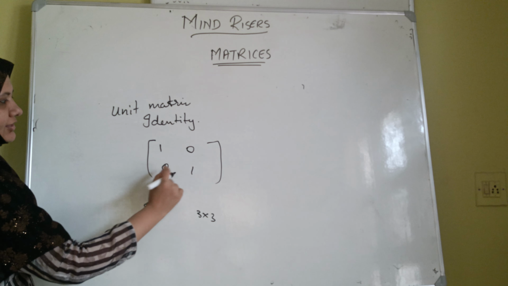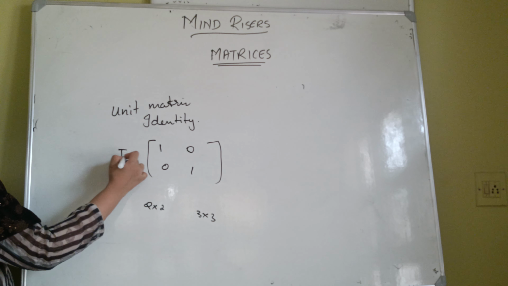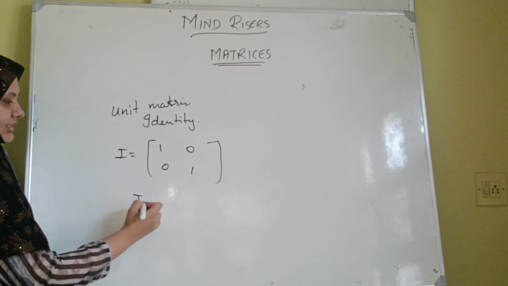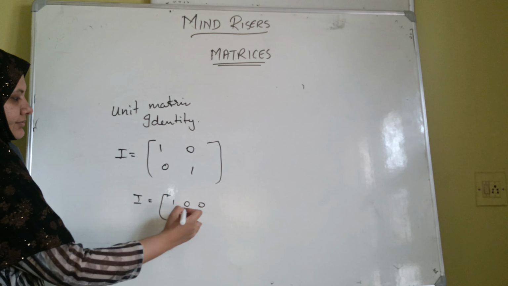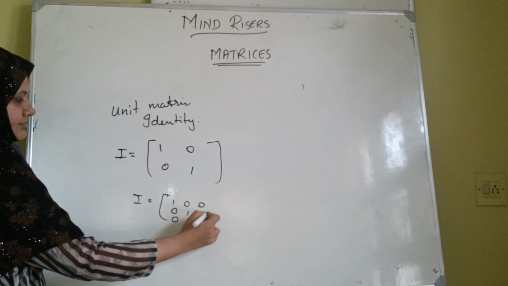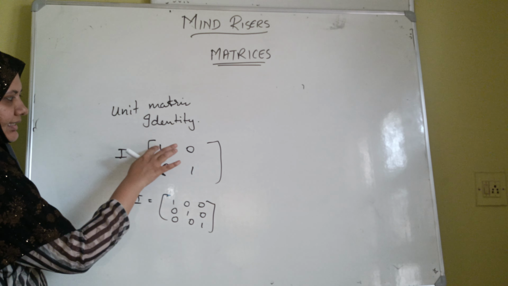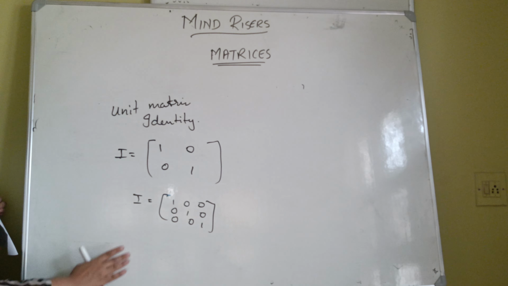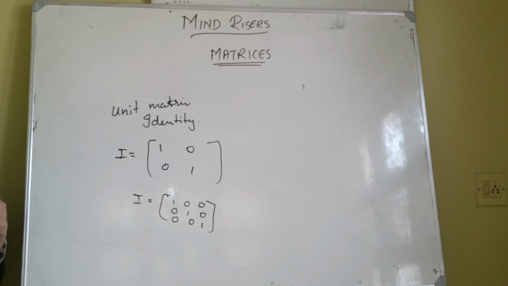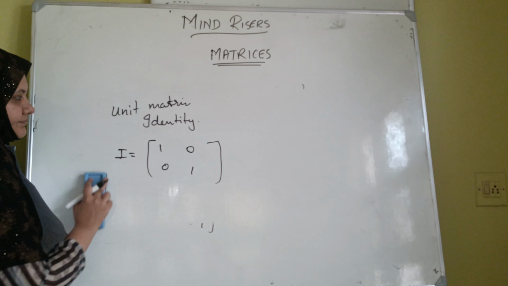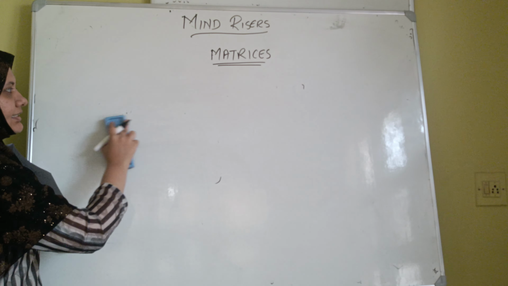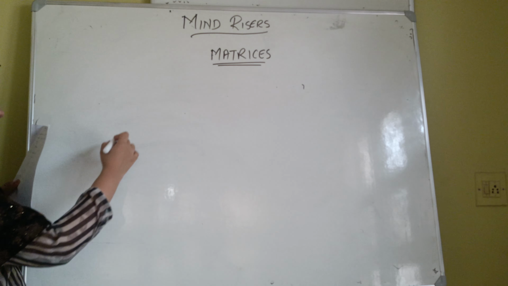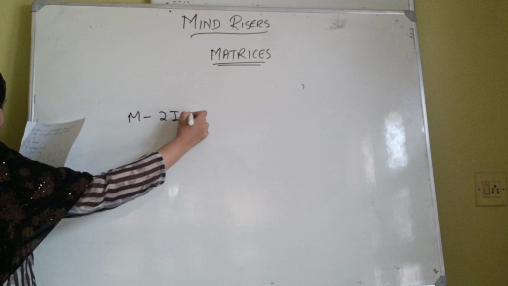If it has to be of the order 2 cross 2, then this would be the identity matrix, which we represent by the letter I. And if it had to be of the order 3 cross 3, then I would be this. The diagonal has to be left to right only, and the rest of the elements have to be 0. This matrix is called the unit matrix. Now in the exam they will not give you the unit matrix, they just mention that I is a unit matrix of a certain order and you have to write it on your own.